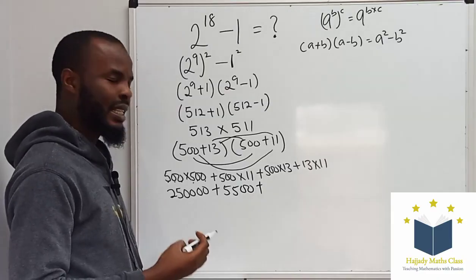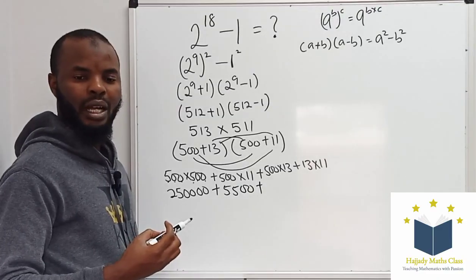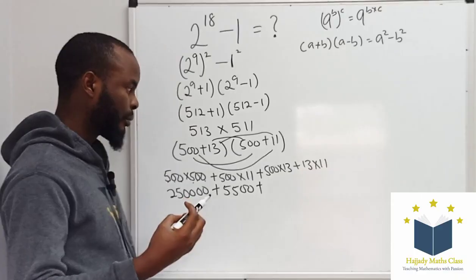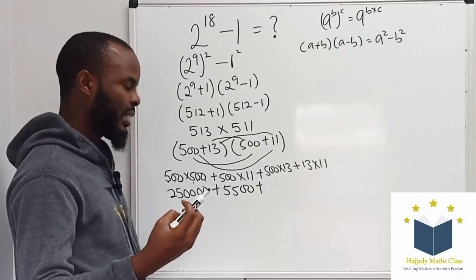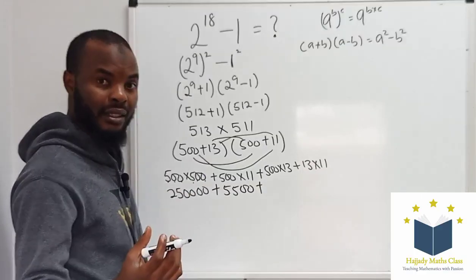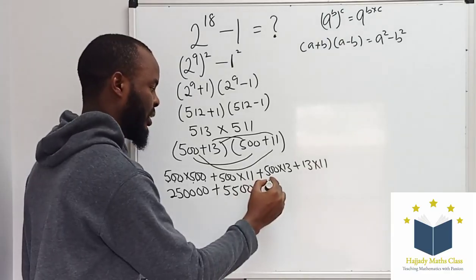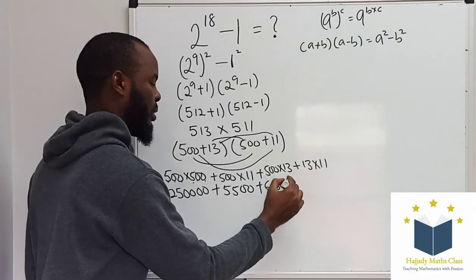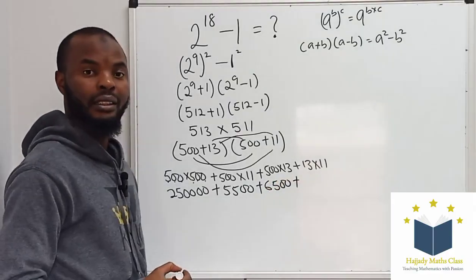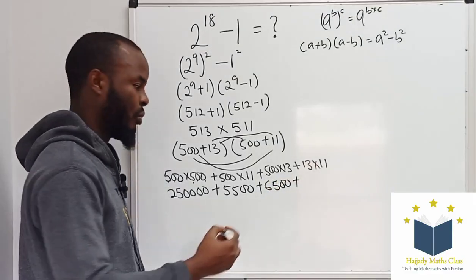500 multiplied by 13 is like 13 times 1,000 is 13,000. Half of 13,000 is what? 6,500. Plus 13 times 11 gives what? 143.